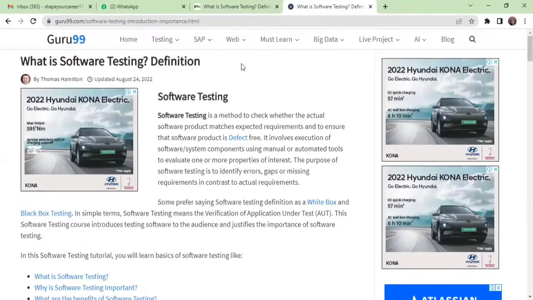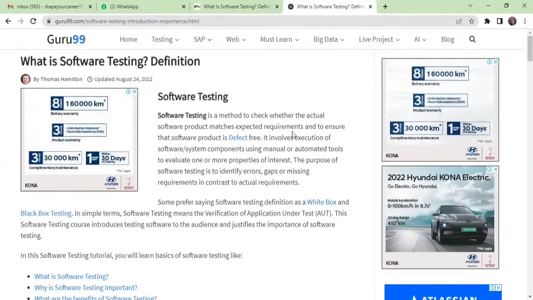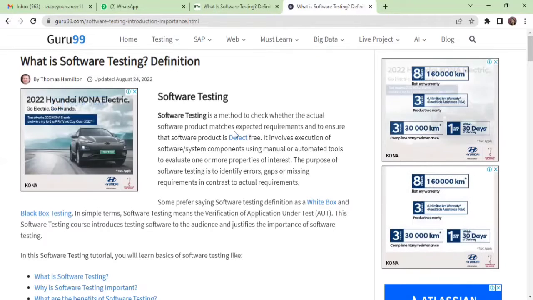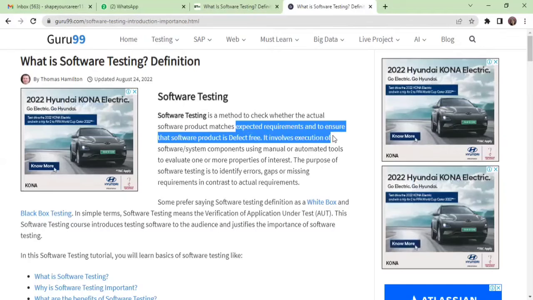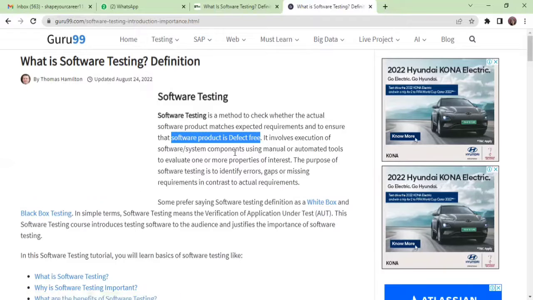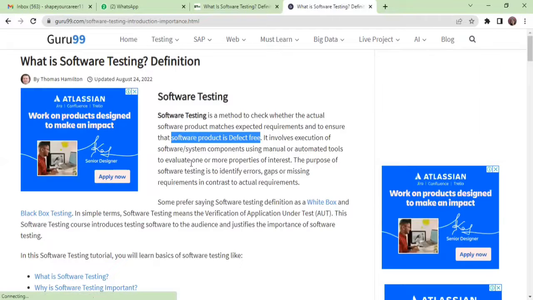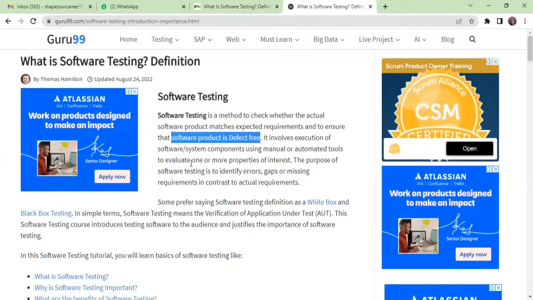So what is software testing basically? Software testing is a method to check whether the actual software product matches the expected requirement, to ensure that the software product is defect free. All we want in software testing is a defect-free software product. That's the main aim. Okay, and there are multiple ways you can do this. There are a lot of techniques, many ways that have come up in the overall world. Okay, so all of those will come under this.